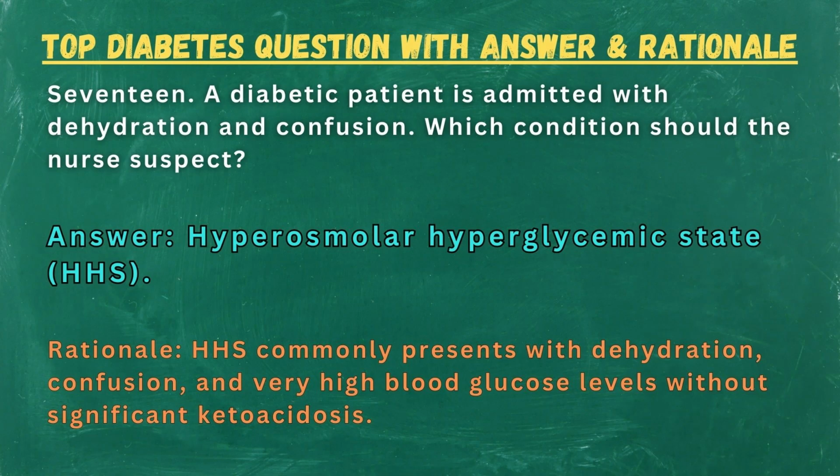17. A diabetic patient is admitted with dehydration and confusion. Which condition should the nurse suspect? Answer. Hyperosmolar hyperglycemic state, HHS. Rationale. HHS commonly presents with dehydration, confusion, and very high blood glucose levels without significant ketoacidosis.